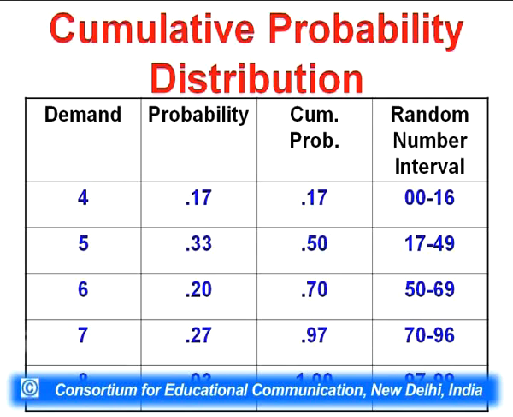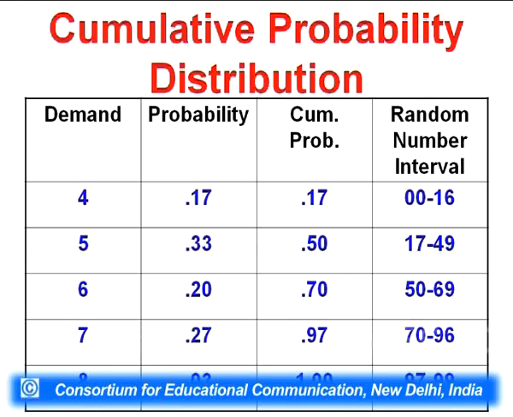Now we have to see the cumulative probability. 0.17 will be written as 0.17 as such, but against 5 we'll write 0.5, and this 0.5 has come from 0.17 plus 0.33. Similarly, 0.7 has come from 0.5 plus 0.2. 0.97 has come from 0.70 plus 0.27. And finally, 1 has come from 0.97 plus 0.03. This is the cumulative probability.